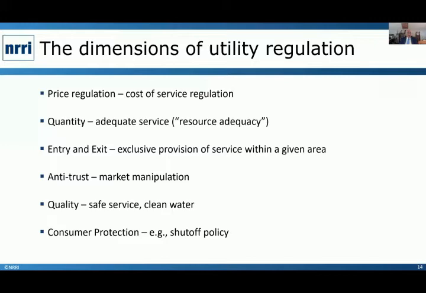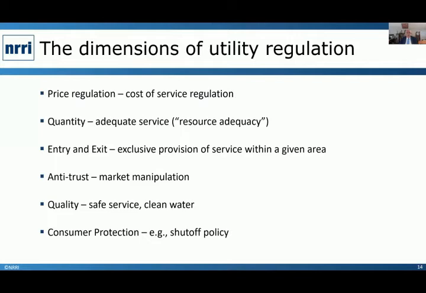We also have consumer protection. These days, we have a lot of concern about customers who are unemployed as a consequence of COVID, and the utility industry has across the board adopted new regulations that forestall shutoffs of customers.